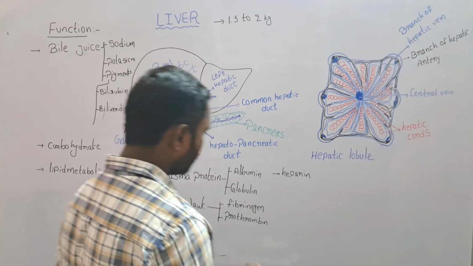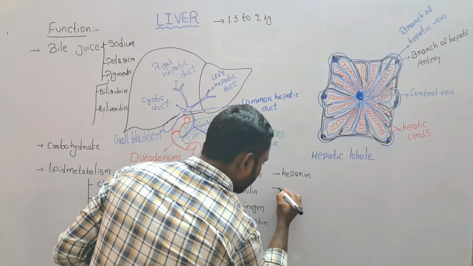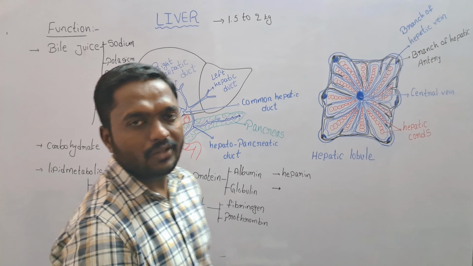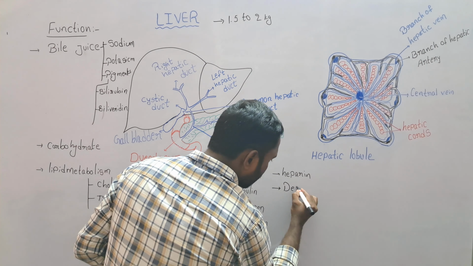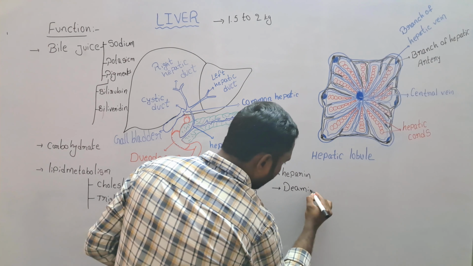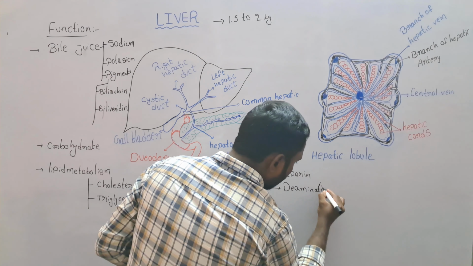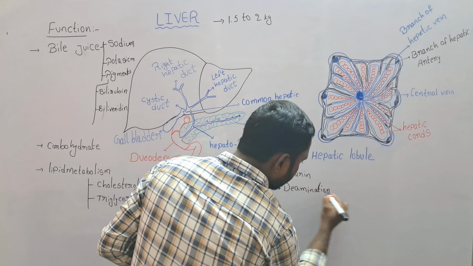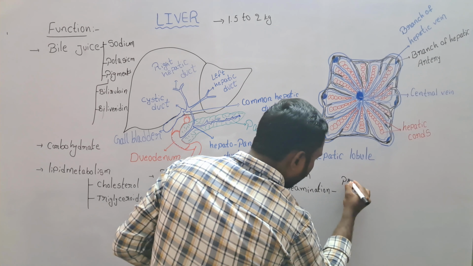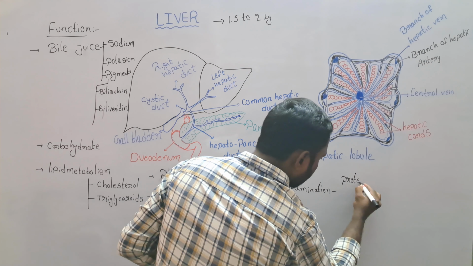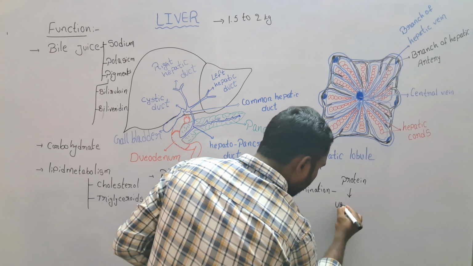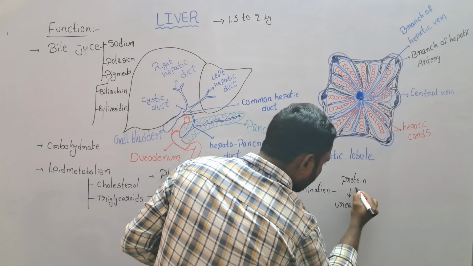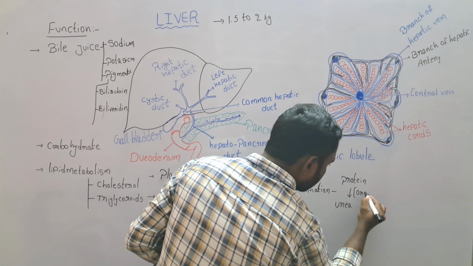The liver is involved in the deamination process. Deamination. During deamination, proteins are converted into urea through the ornithine cycle.